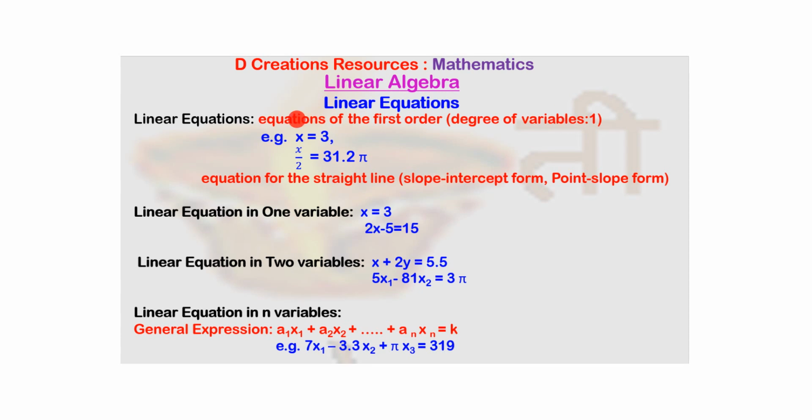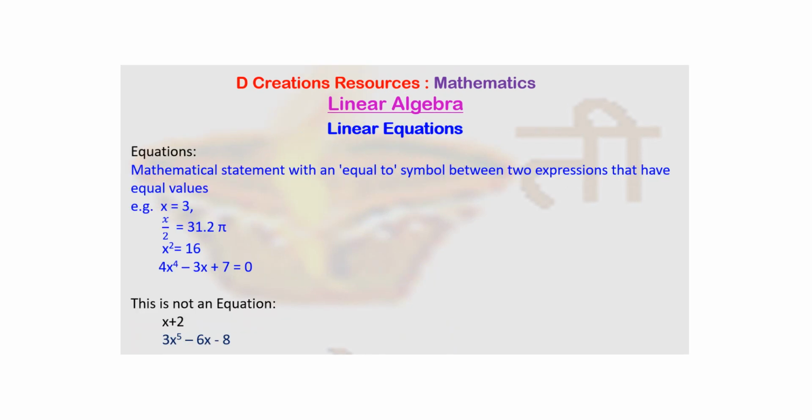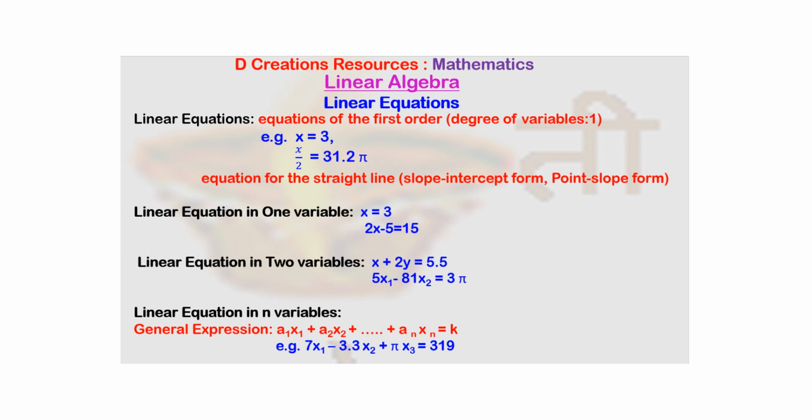So for example, x is equal to 3 or x by 2 is equal to 31.2 pi. If you recall, these examples are the same where we had seen examples of equations. So the first two are linear equations, the next two are not. Coming back, here you can see the power of x is 1. So this qualifies to be a linear equation. The equal to sign of course is there.